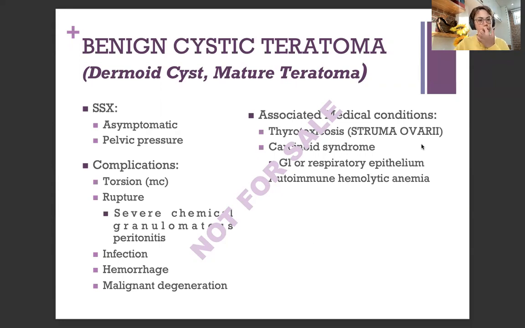Complications other than torsion include rupture. We have to be careful, because if there is rupture of a dermoid cyst, because of the sebaceous materials inside the cyst, there can be severe chemical granulomatosis, peritonitis. The abdominal pain will be really severe. Infection, hemorrhage, and as I said, malignant degeneration. Again, squamous cell is the most common.